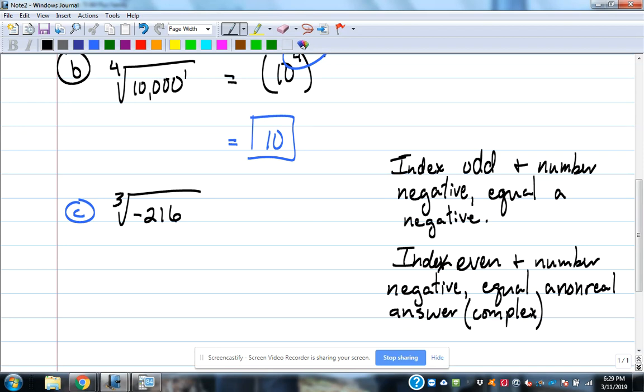So be able to recognize that. Here we get a negative number inside of an odd index. So we know we should be able to get a negative number back out of that. And you could type that in your calculator if you wanted to.